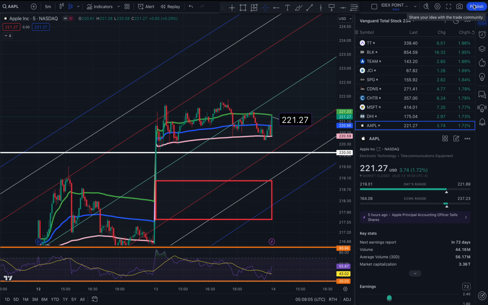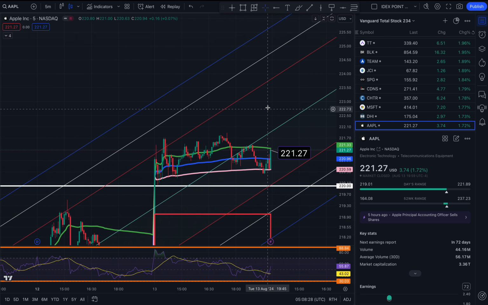This is Apple on the 5-minute time frame. Here are your price targets for Wednesday. We ended the day at $221.27, up 1.72%. To the north side from where we are takes us back to the middle of the trend at 221.91. This is also resistance and a potential take profit area.